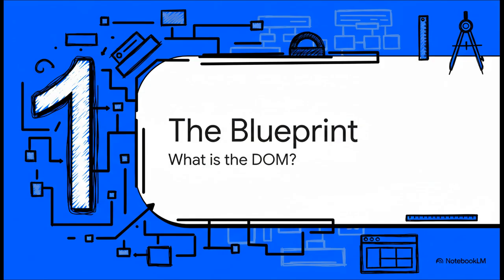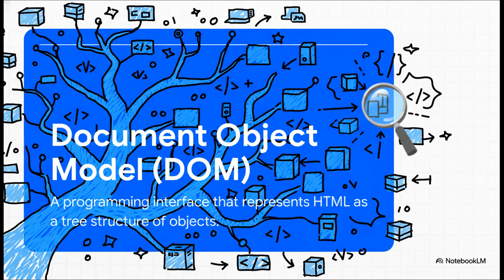It needs a map, right? A blueprint of the entire web page. And that blueprint, that map, is called the DOM. So the Document Object Model, or DOM for short, is basically how the browser sees your HTML.